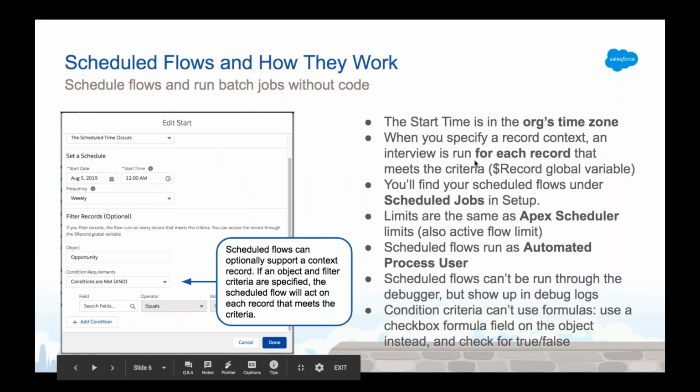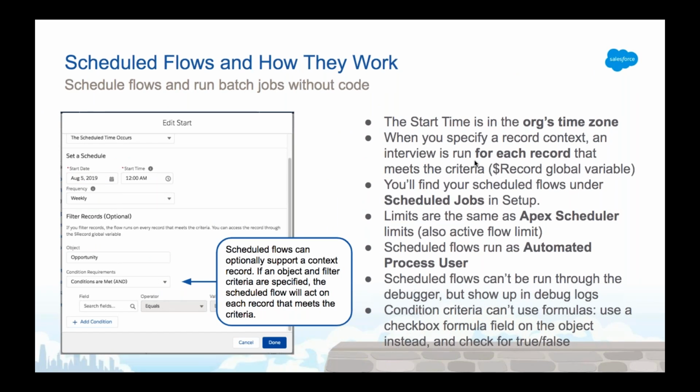So a couple points on this. Basically, this is sort of responding to some of the questions we've had. Start time is in the org's time zone. So that's how you know what time it's actually going to start. As I pointed out, when you specify a context record, the interview is run for each record. That record is defined as the $record global variable inside of the flow. So that record ID is going to be referenced as $record.